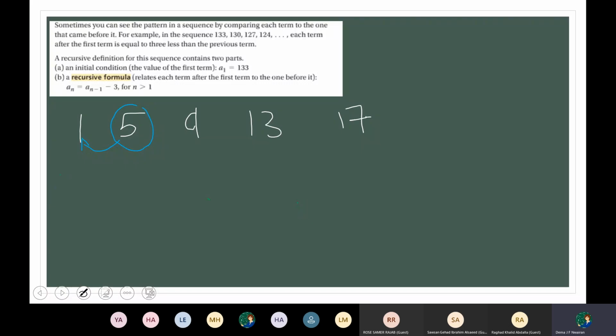I will ask myself if I can add, multiply, divide, or subtract. Here, the difference between 1 and 5 is 4. 5 plus 4 is 9. Can I add 4 to 9 to give me 13? Yes. Can I add 4 to 13 and give me 17? Yes. So I found the relation. In the previous one, I multiplied the number of the term by 3.